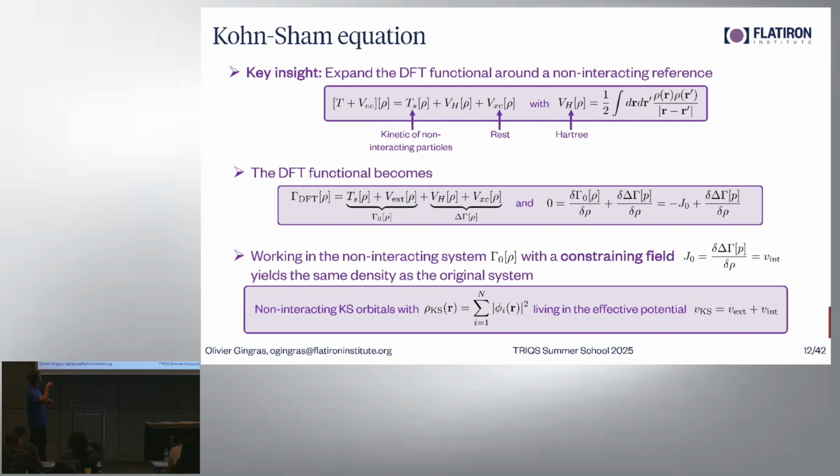And so in the end, we can represent the density as a Kohn-Sham density, which is just a sum of non-interacting Kohn-Sham orbitals, which live inside a Kohn-Sham potential, which is a one-body potential in terms of the external potential plus an effective interaction.